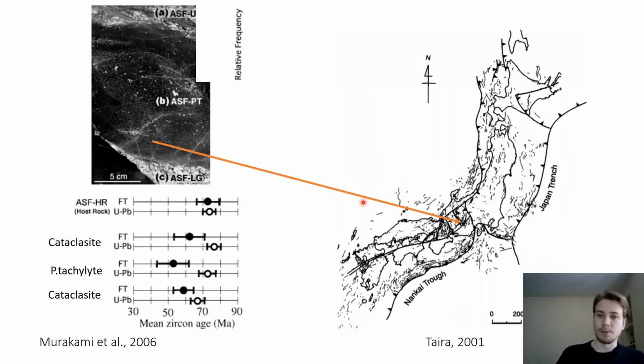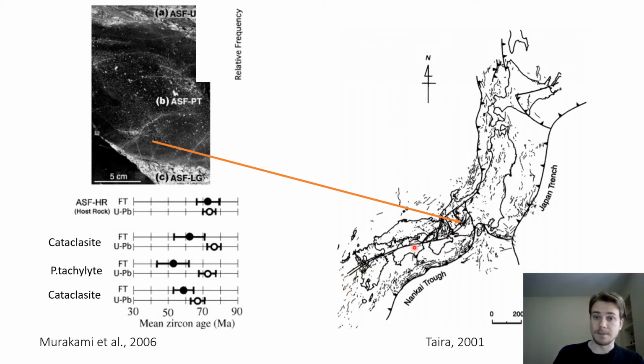So our first example comes from Japan, which is of course an extremely tectonically and structurally complex region, as it straddles the boundary between the Eurasian plate and the Pacific plates. And we're going to be looking at the vicinity of the median tectonic line, which is a dextral strike-slip fault system running through the southern half of Japan.